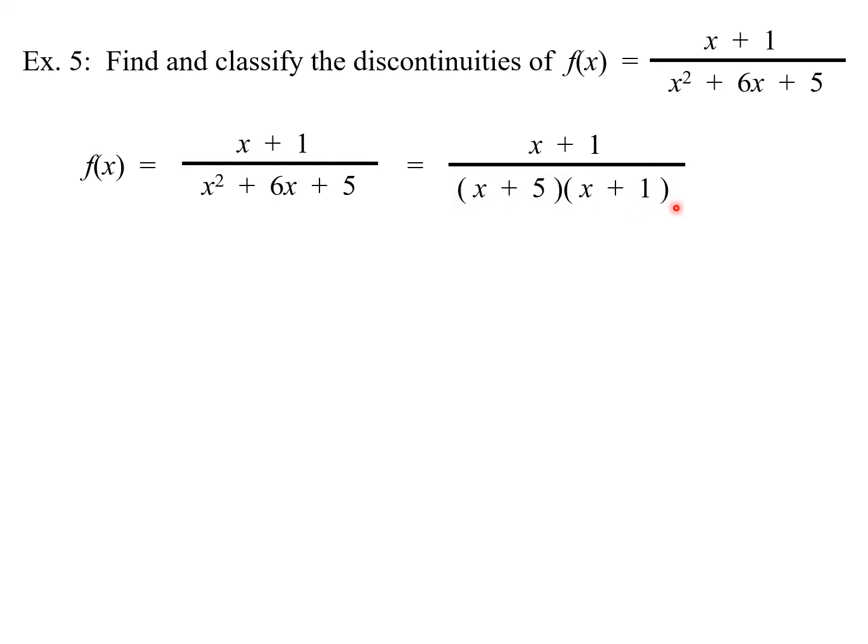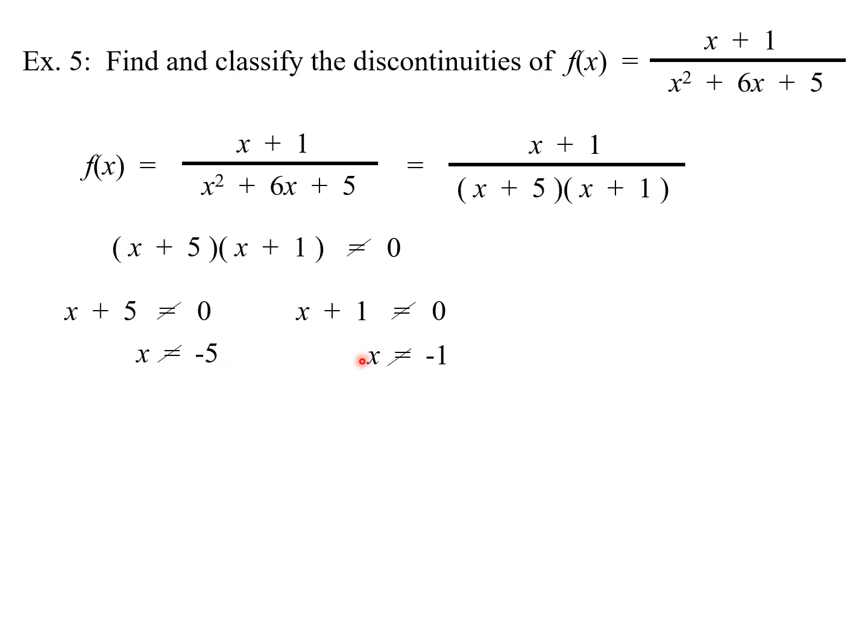Okay, now we know the denominator cannot be 0. Similar to the zero product property, the first factor can't be 0 or the second one can't be 0, right? Solving for the first one, we get x cannot equal negative 5. And for the second one, x cannot equal negative 1. So we know we have discontinuities at x equals negative 1 and x equals negative 5.